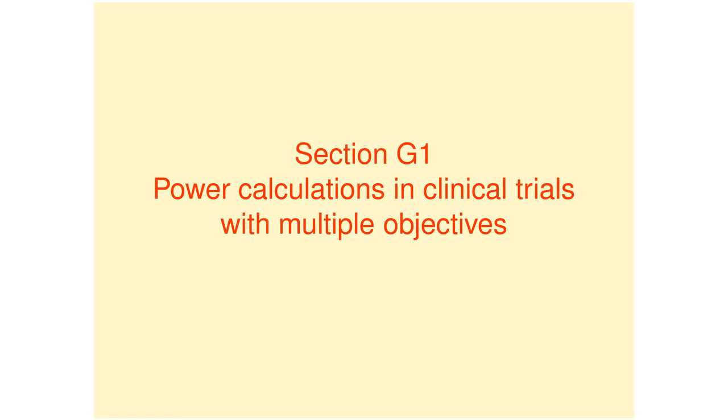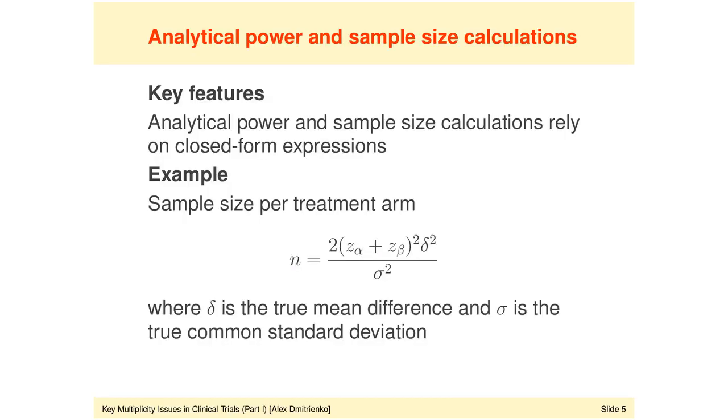Section G1, Power Calculations in Clinical Trials with Multiple Objectives. We will begin with a traditional analytical approach to power and sample size calculations, and I will jump ahead a little bit. This will be done mostly to point out limitations of the analytical approaches.